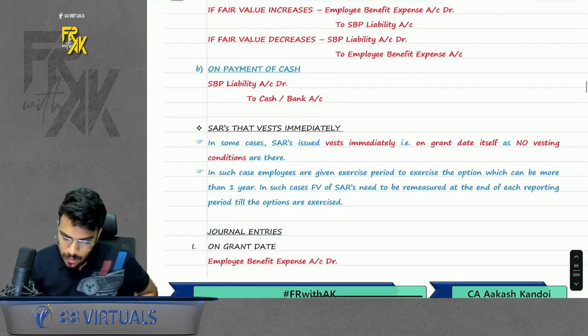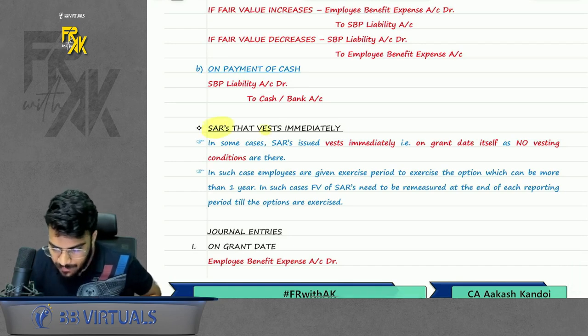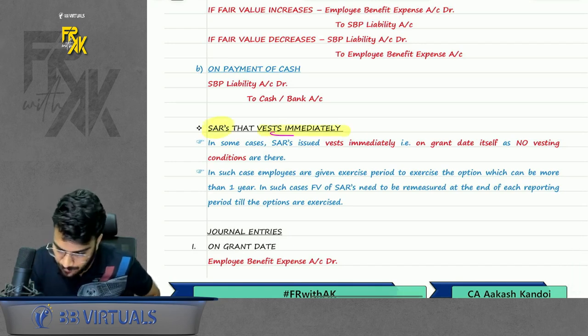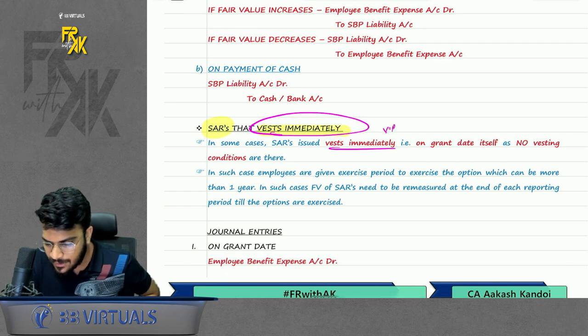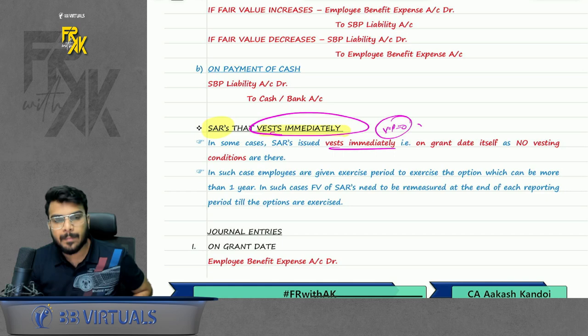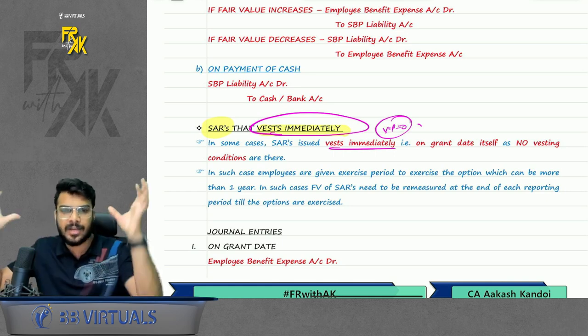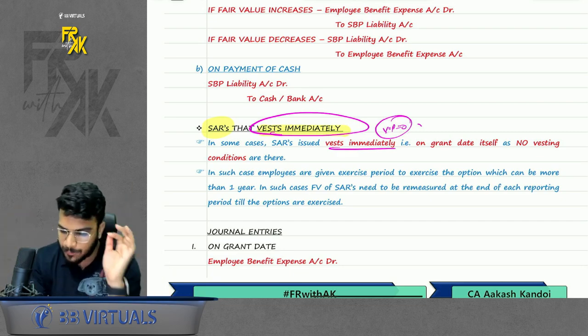Now there is one more concept. SARs that vest immediately. What is the meaning of vest immediately? Vest immediately simply means vesting period is 0. There is no vesting period. Maybe employee must have done some good deeds in the past, because of which company is ready to give the shares today. Immediately employee becomes eligible.